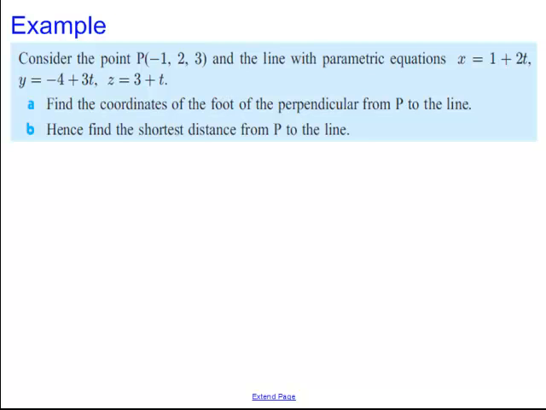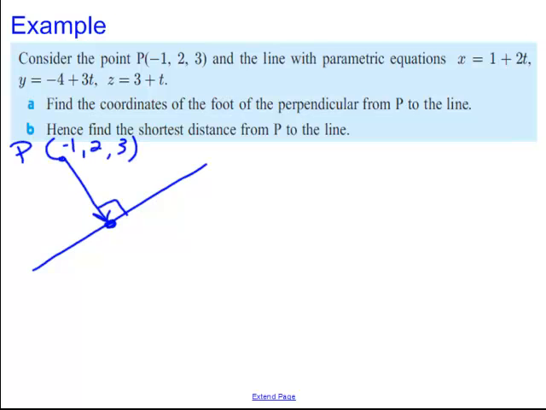Okay, next, if we have a point P and the line with parametric equations x, y, and z, so now we're looking here at three-dimensional things, find the coordinates of the point of the foot of the perpendicular from point P to the line. So here I have a point. I'm going to have to kind of draw this two-dimensionally from a three-dimensional scale. I've got this point. I want to find out when is it perpendicular. Where is the foot of it? Right here, perpendicular. So here's my point P, which is -1, 2, 3.